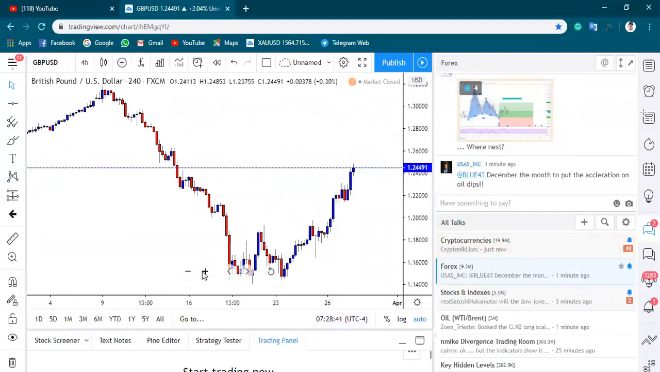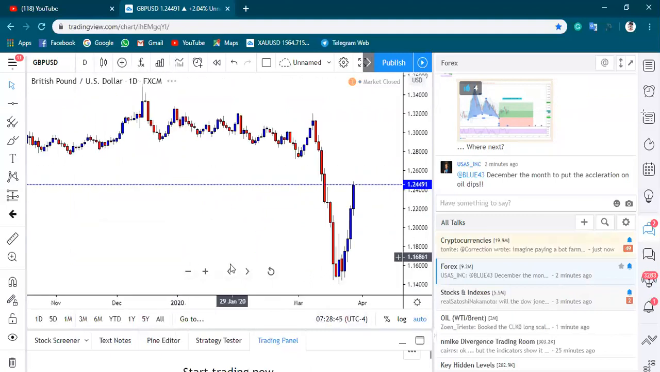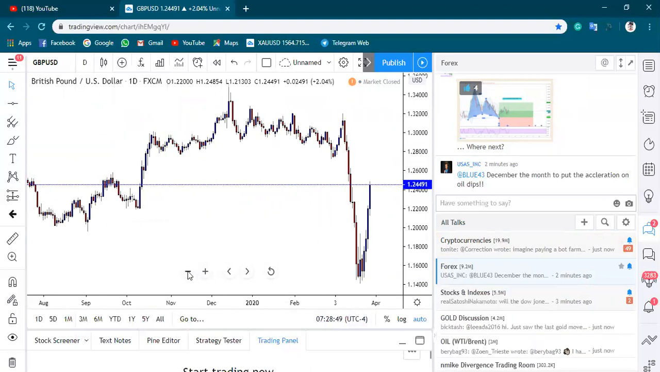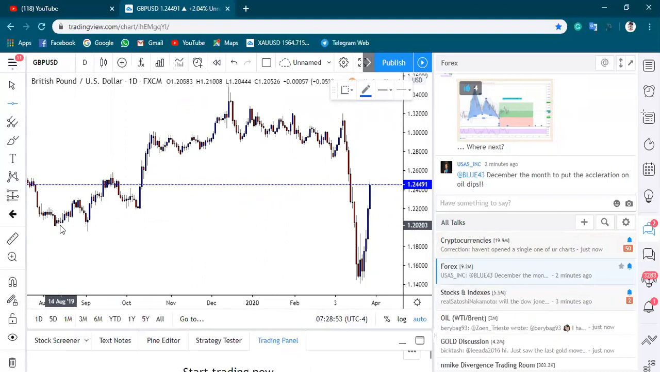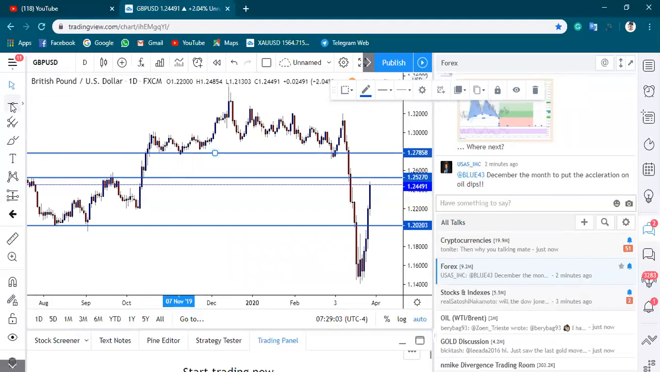So this is pound USD. It's falling hard. You can go to the daily chart and look at what happens. USD is really weak this week because the US economy has been badly affected by the coronavirus, and the whole world is affected by coronavirus.